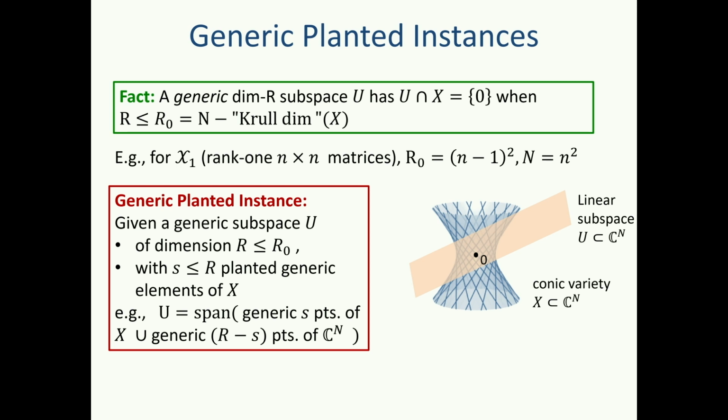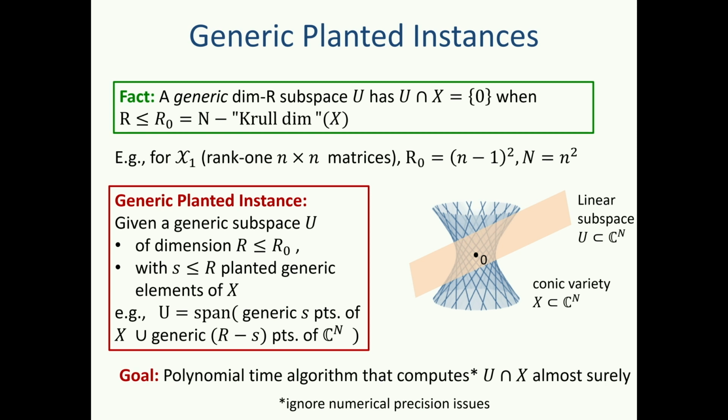Because this r is less than the codimension of the variety, you know that there are no other elements of the variety in the subspace. Any questions about this model? So this is the planted setting that we'll be thinking about. Our goal is to design a polynomial time algorithm that computes this intersection almost surely. Here, you can actually compute the whole intersection because there are only s elements of the variety which lie on the subspace, up to scaling. So we can hope to enumerate all of that, up to scaling.